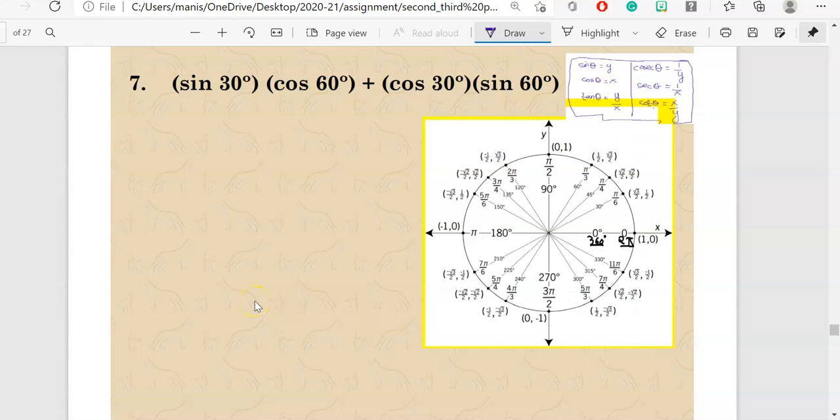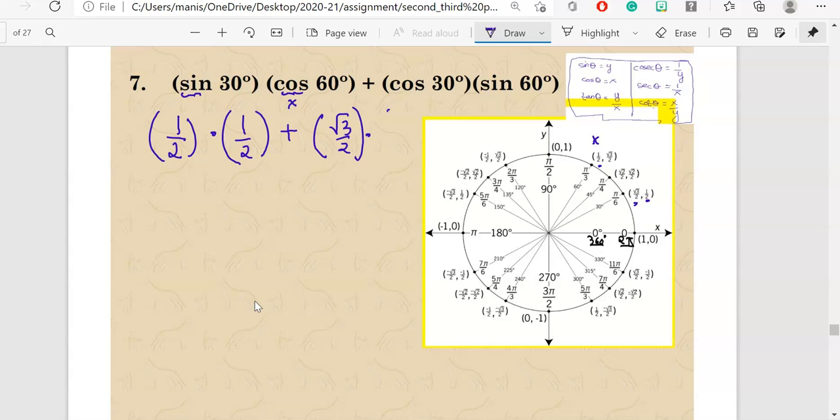Let's look at the next question over here, sine 30. Easy for you. Sine means y. So let's go to 30 degree. Look for the value of y. That's your 1/2. I'll write 1/2 over here. Similarly for cosine, it is your x. But I will go to 60 degree. Look for the value of x. That's your what? 1/2. Plus cosine 30 degree. That's again x. So x is what? Radical 3 over 2. And sine 60 is your y. So this is your y over here, radical 3 over 2.